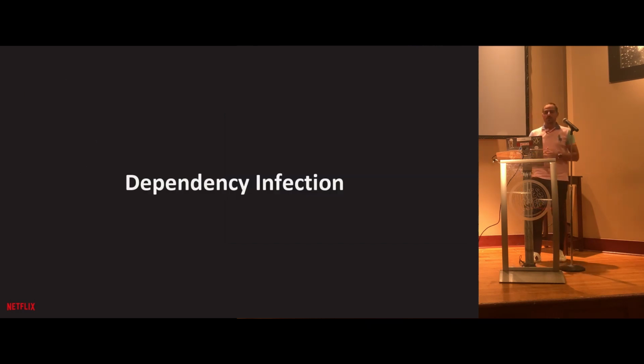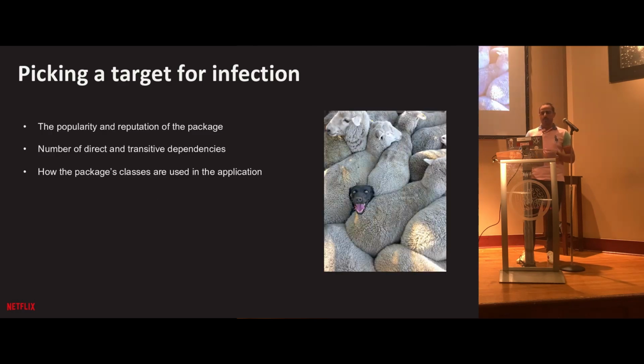OK, so if all of these things don't work for the attacker, they can do dependency infection. Dependency infection relies on a couple of things. The attacker will look at a couple of things before they decide to do it. They look at the popularity and reputation of the package: how many downloads it has, how many people are using it, how many people are trusting it. They look at the number of direct and transitive dependencies. And they also look at how the classes are being used in the application.